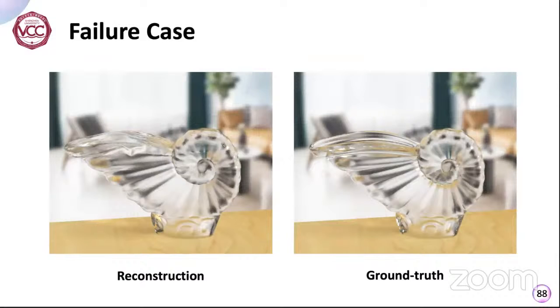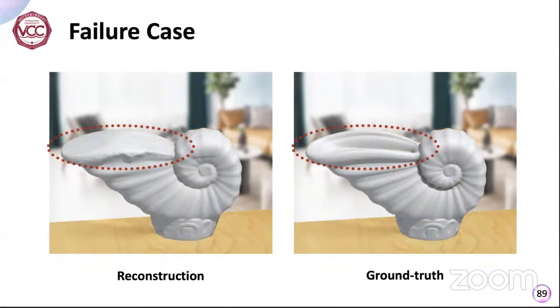So here is a failure case. This is a shell model, which has a deep part near the opening. From all of these views, it requires more than two refractions for rays to pass through this big concavity part. It does not satisfy our two refraction assumption. So that is to say, our approach fails to reconstruct this object with such a big concavity.